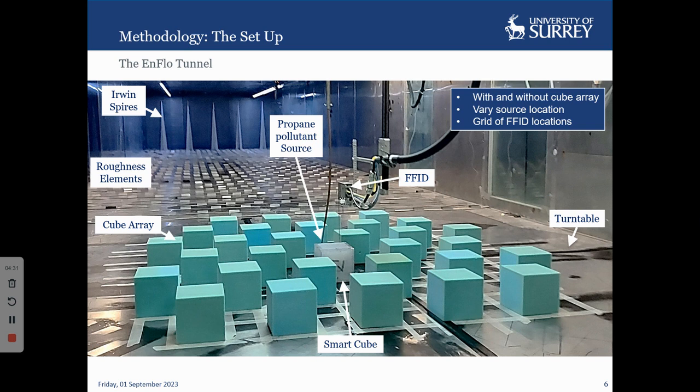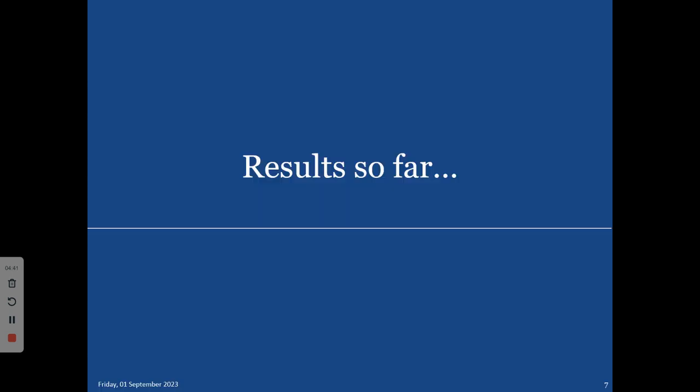And then the last part of our setup is this cube array with these dummy cubes to simulate a more realistic urban geometry. So, as you can imagine, with so many pressure sensors, I have a lot of data. So the results I'm presenting today are the simplest case only, just the single cube at 0 degrees. I haven't massively analysed the more complex cases yet.